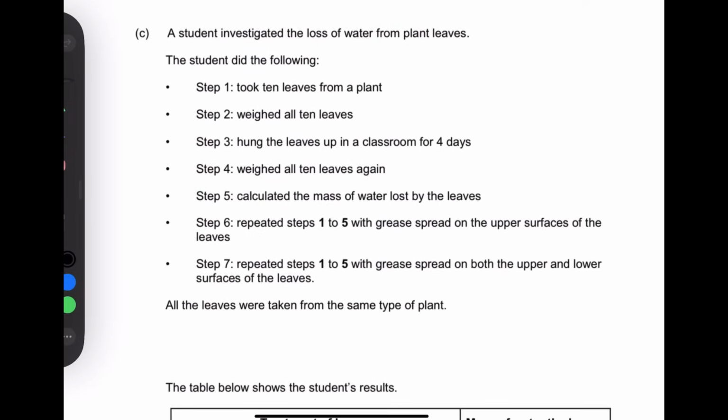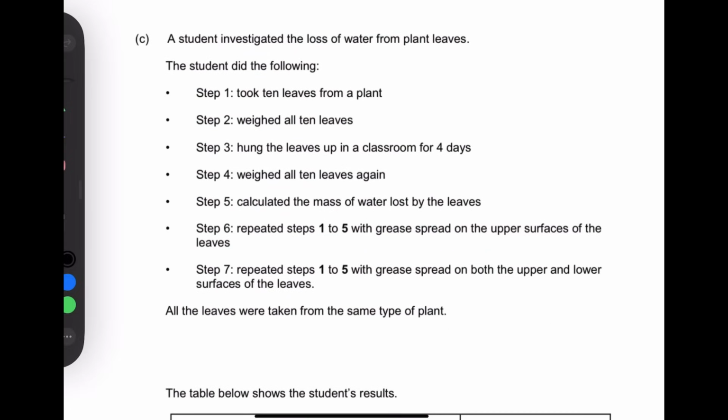So C, a student investigated the loss of water from plant leaves. The student did the following. Step 1, took 10 leaves from a plant. Step 2, weighed all 10 leaves. Step 3, hung the leaves in the classroom for 4 days. Step 4, weighed all 10 leaves again. Step 5, calculated the mass of water lost by the leaves.